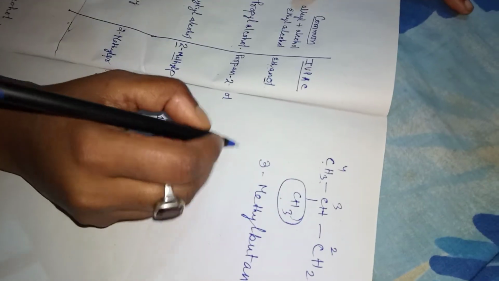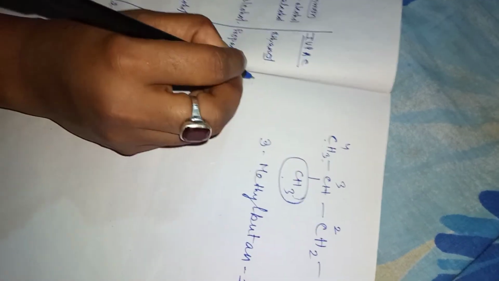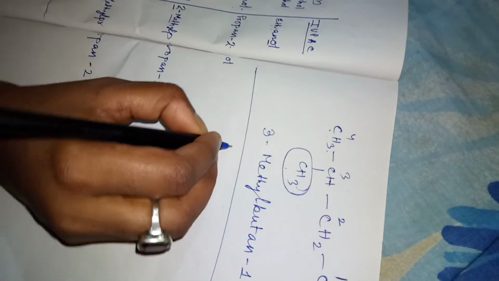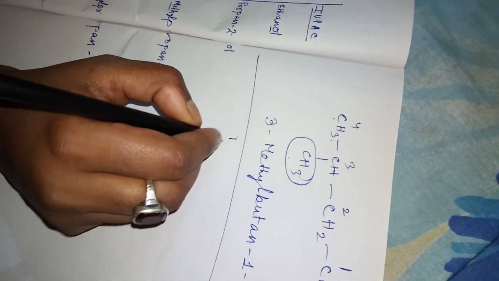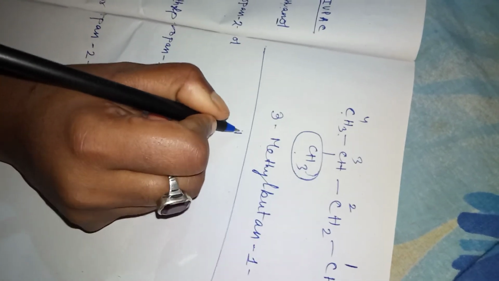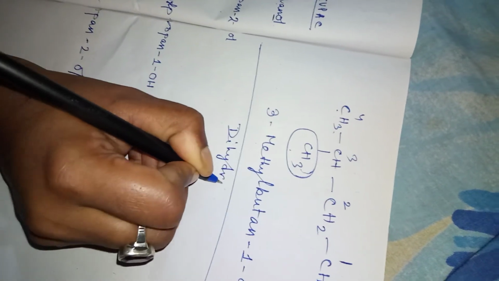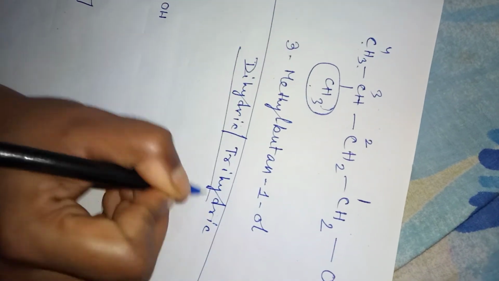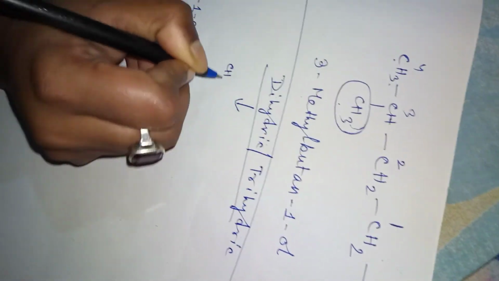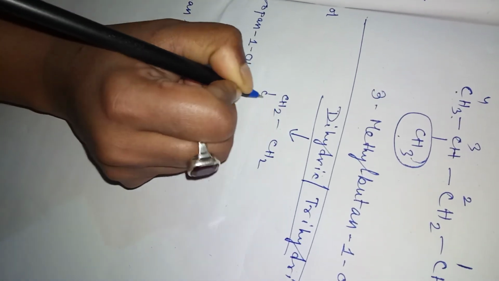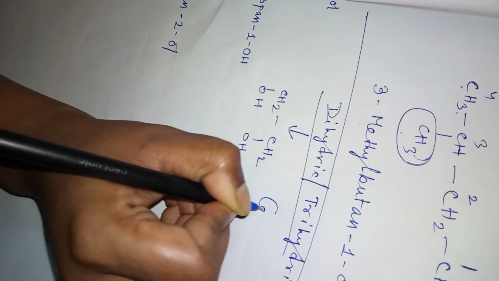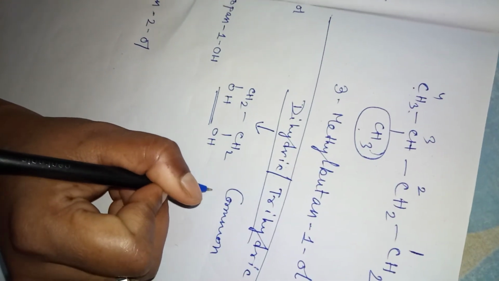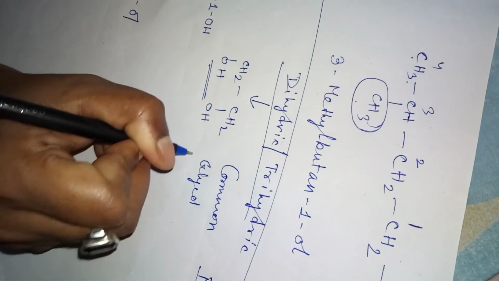Another thing: suppose you have dihydric or trihydric alcohols, the polyhydric alcohols we are now discussing. What will be the naming? See, an example of the dihydric I have already shown you, CH2OH CH2OH. The common name, I already told you, is glycol.